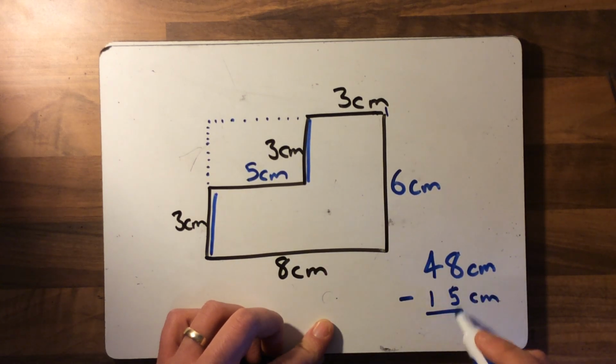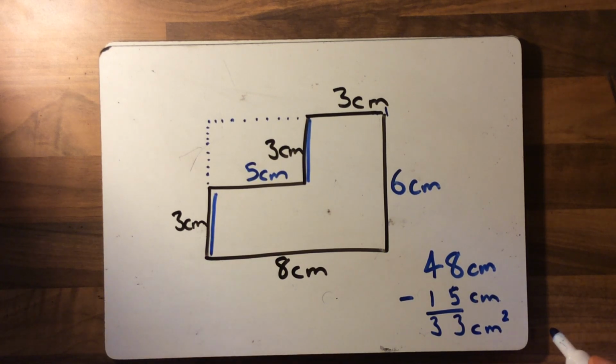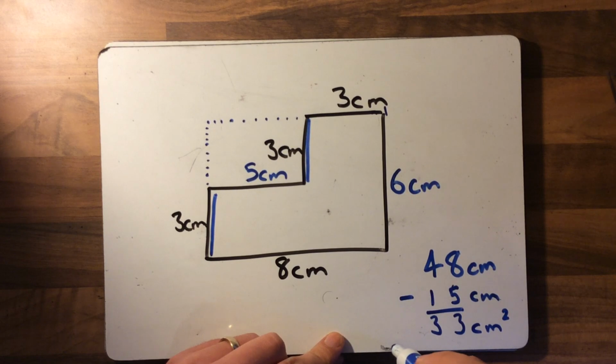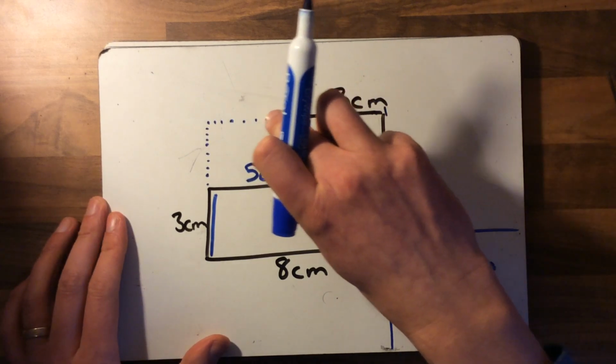So let's work this out. This will be 3, this will be 3. So our area of this total shape is 33 centimetres squared. Number of squares within this shape are 33 centimetres squared. So I'll leave that there and we'll double check with our answer when we do it the other way.